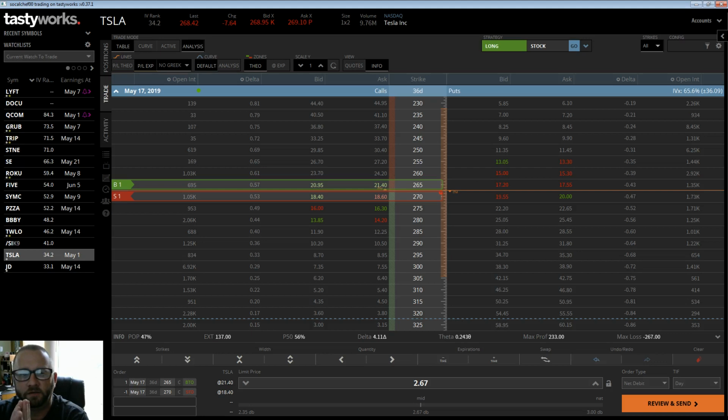How do I find a stock to do for credit spreads?